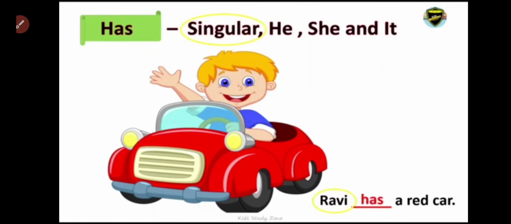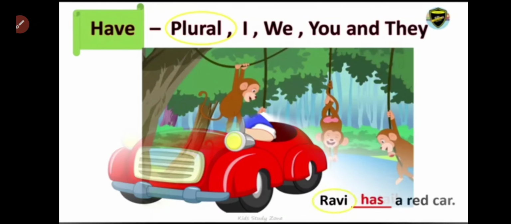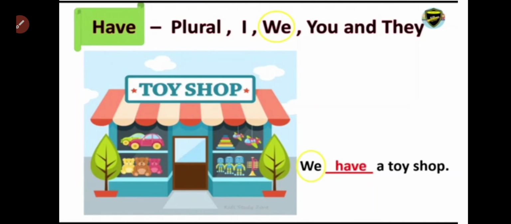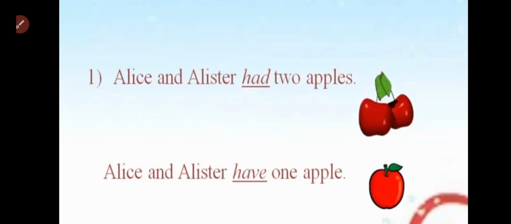Ravi has a red car. Ravi is singular here, only one boy, and for him we will use has. Monkeys have long tails. Here monkeys stands for a plural subject, and we always use have with a plural subject. We have a toy shop. According to the rule, we will use have with we. We have a toy shop.